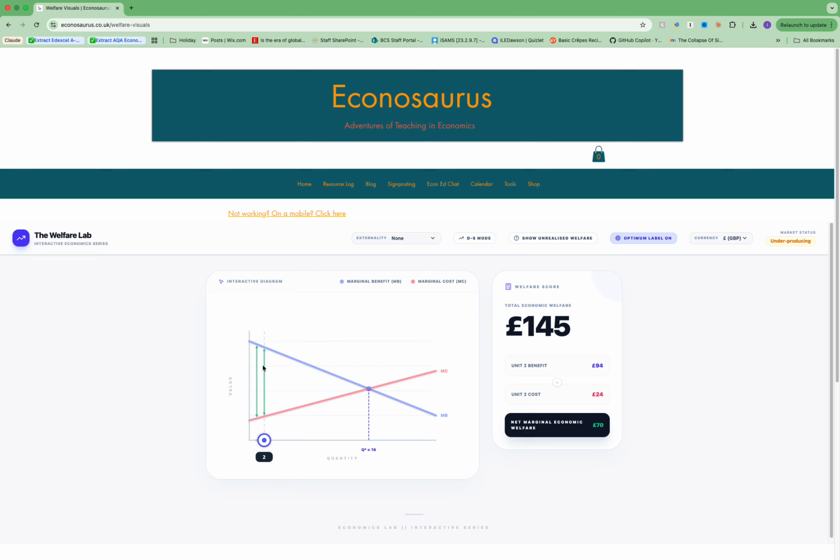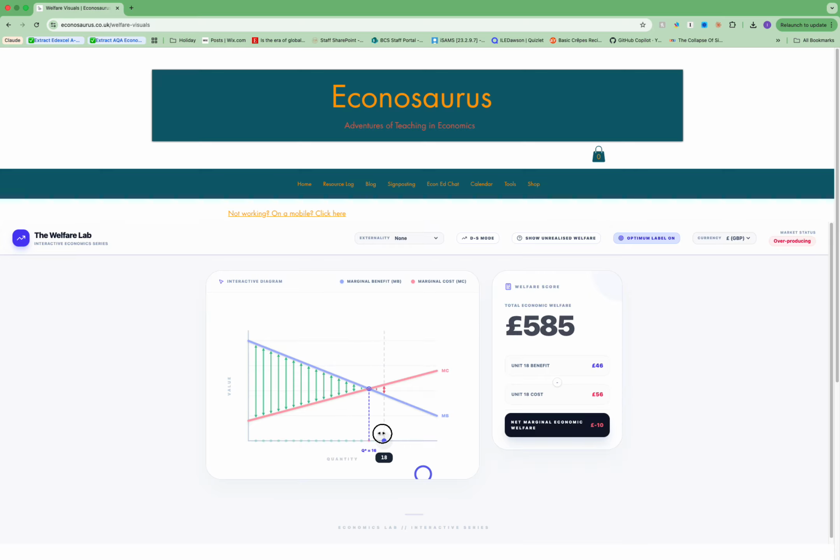plus this extra arrow here. So the marginal benefit of that second unit is 94, the marginal cost is 24, therefore we are gaining net economic welfare of £70, which is why as we go from 75 to 145, we're adding on 70 to that. And we can see as we move this along that those numbers keep increasing until we get to this point.